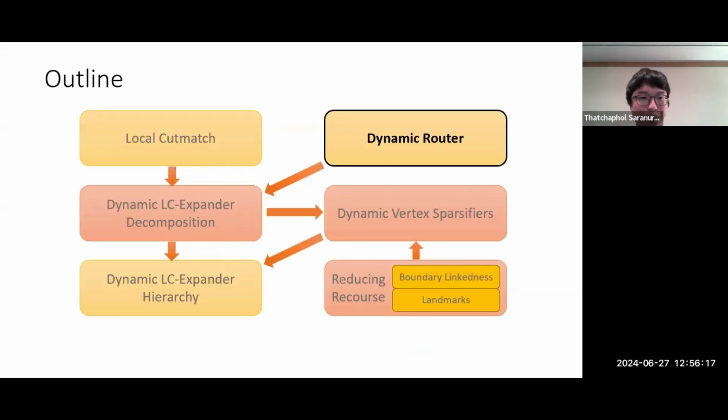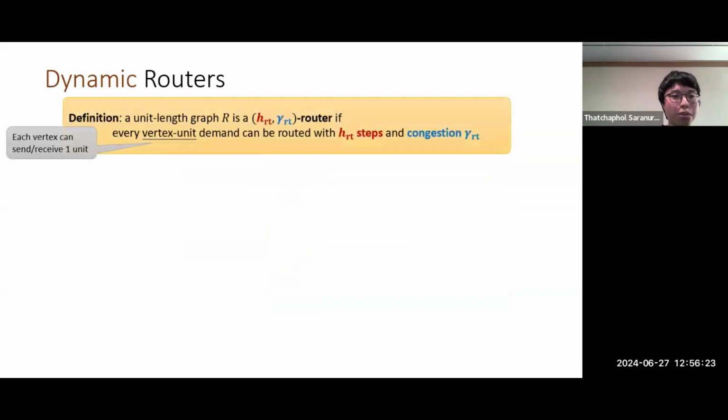Okay, and the next topic is dynamic router. We first recap the definition of router. A unit length graph R is an (H, gamma) router if every vertex unit demand can be routed in H steps with congestion gamma. Here, by vertex unit, I mean each vertex can send or receive 1 unit.